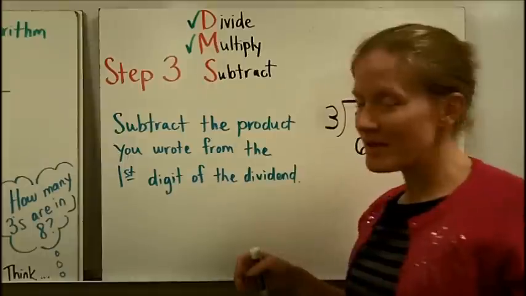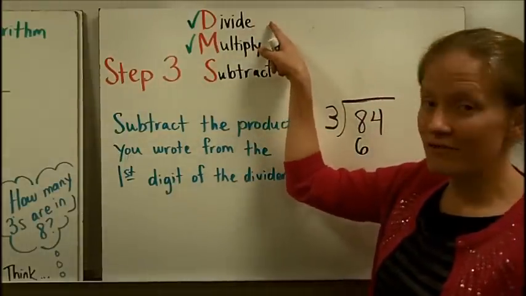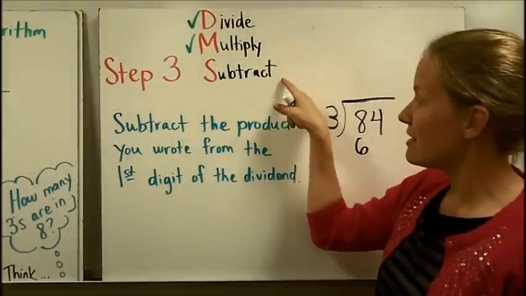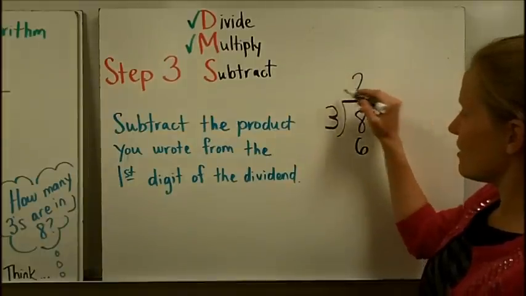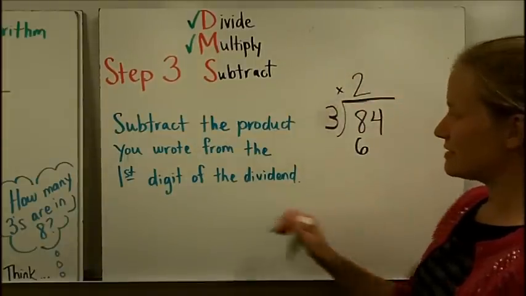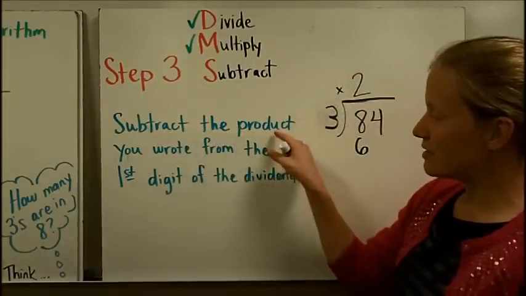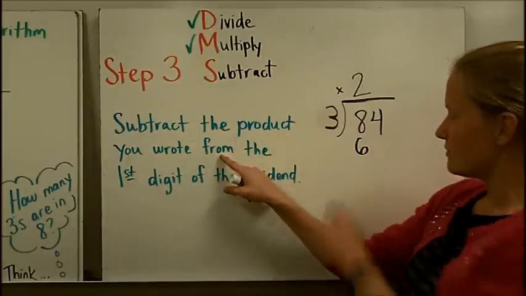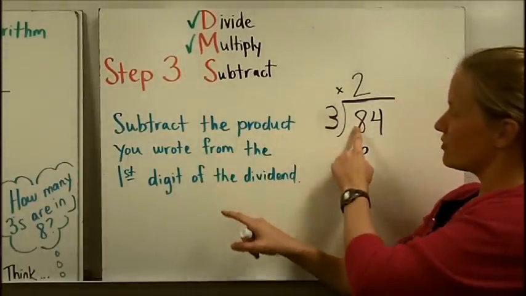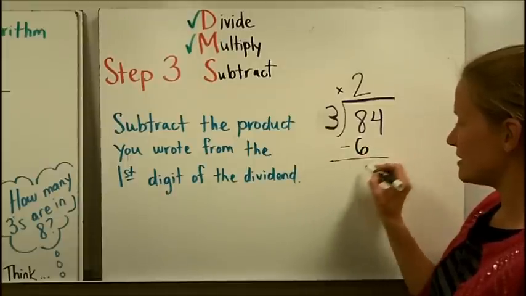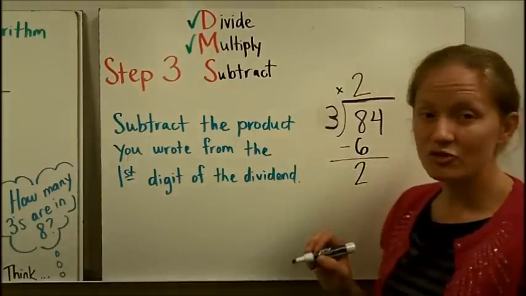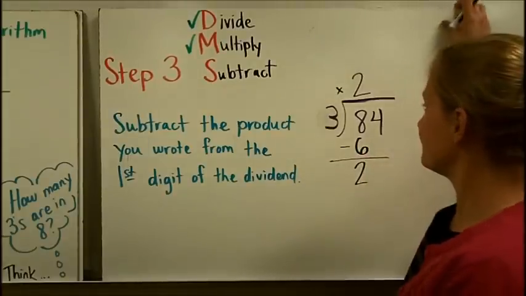So the next step is to subtract. We've already divided and then multiplied. Now we're going to subtract. So remember that I had a 2 up here, and I multiplied 2 times 3 to get 6. I'm going to subtract the product that I wrote here from the first digit of the dividend. So I'm going to do 8 minus 6 is 2, and I have 2 left over to work with.